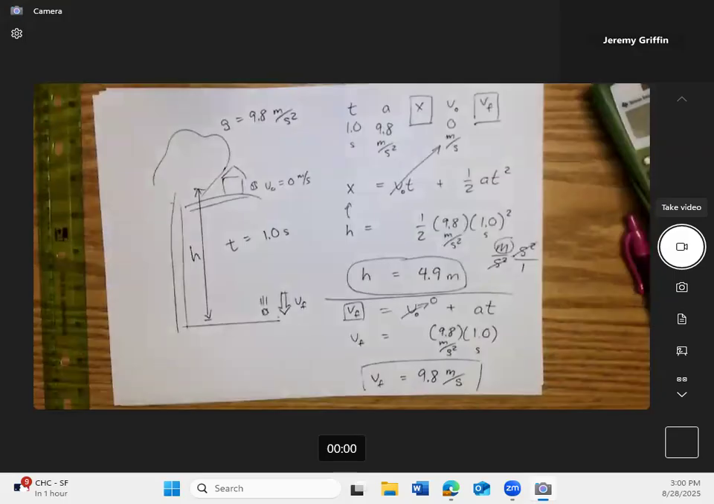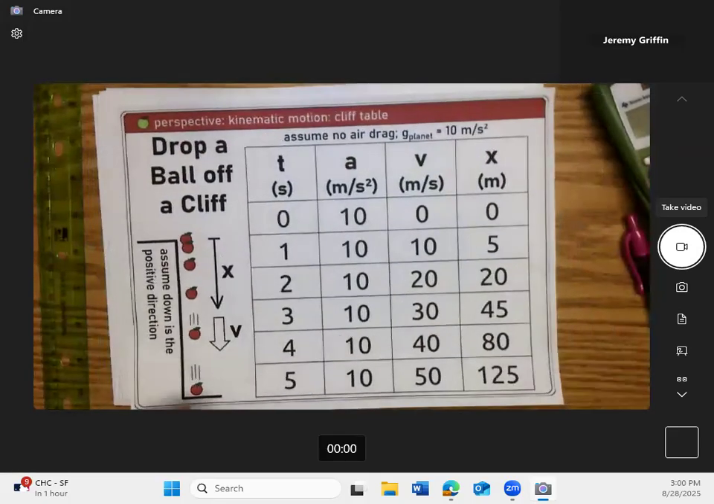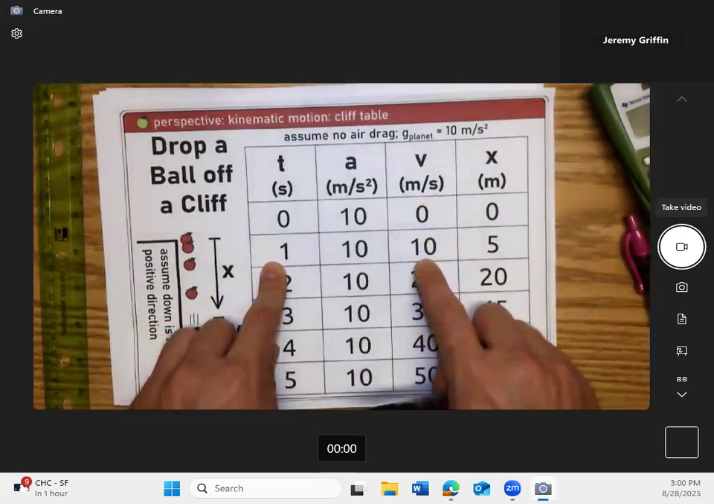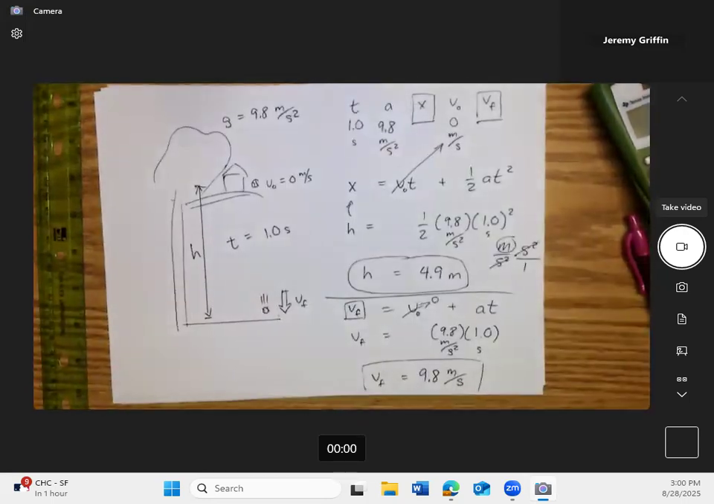Which should also be consistent with dropping the ball off a cliff, because isn't this again the exact same scenario? So after 1 second, it's going, oh, there you go, 10 meters per second. Again, g's rounded a little bit. All right, guys, good.